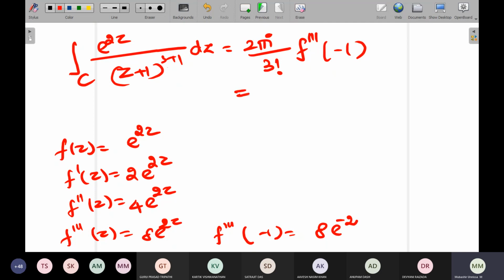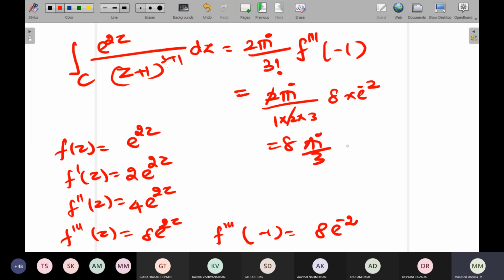Now substitute it. This will be equal to 2 pi I into 1 by 3 factorial, 1 into 2 into 3, into 8 into e power minus 2. So 2 and 2 will get cancelled. So we'll get 8 pi I by 3 into e power minus 2.